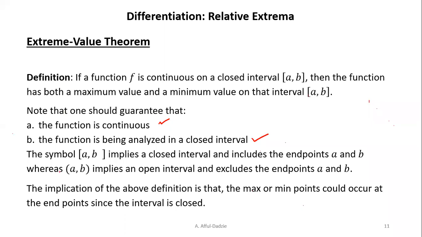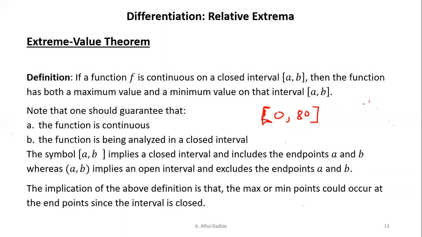The implication of the above definition is that the maximum or minimum points could occur at the endpoints since the interval is closed. Because we are looking at a closed interval, even if you have taken the first derivative and identified a certain value as the maximum point, we still ought to check the extreme values, or the boundary values. So for instance, supposing we have a closed interval, 0 and 80.